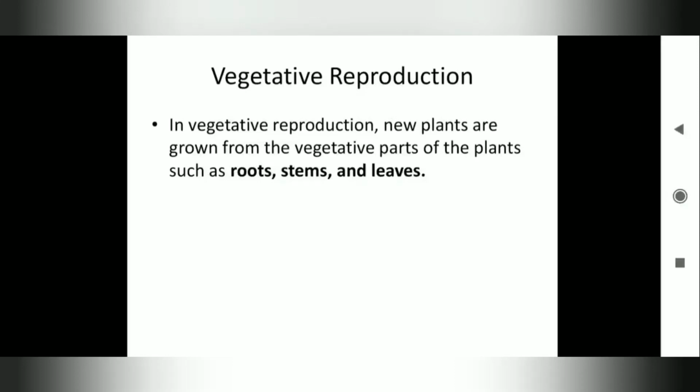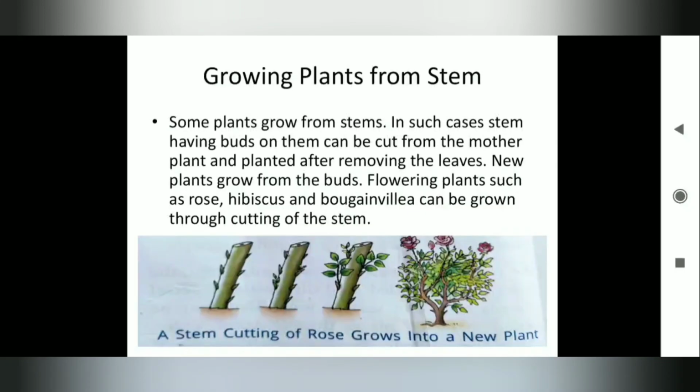Growing plants from stem. Some plants grow from stem. In such cases, stems have buds on them. They can be cut from the mother plant and planted after removing the leaves. New plants grow from the buds. Flowering plants such as rose, hibiscus, and bougainvillea can be grown through cutting of the stem.